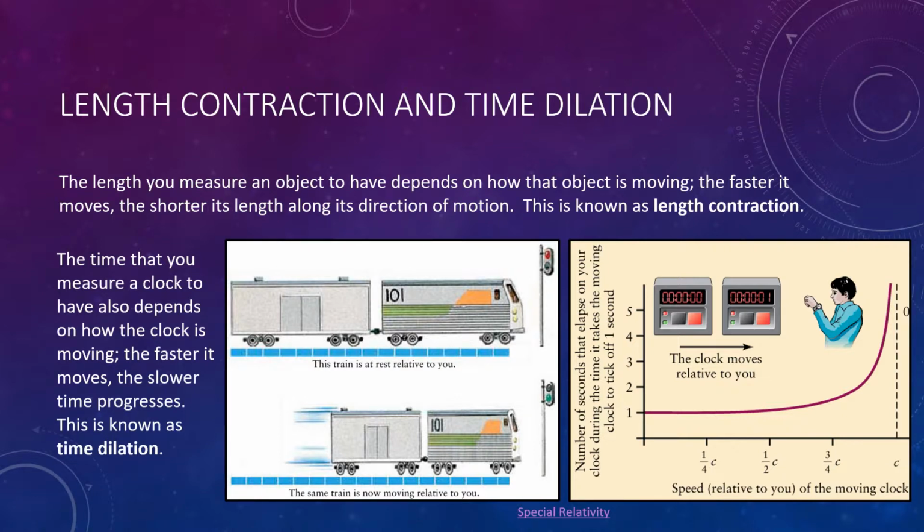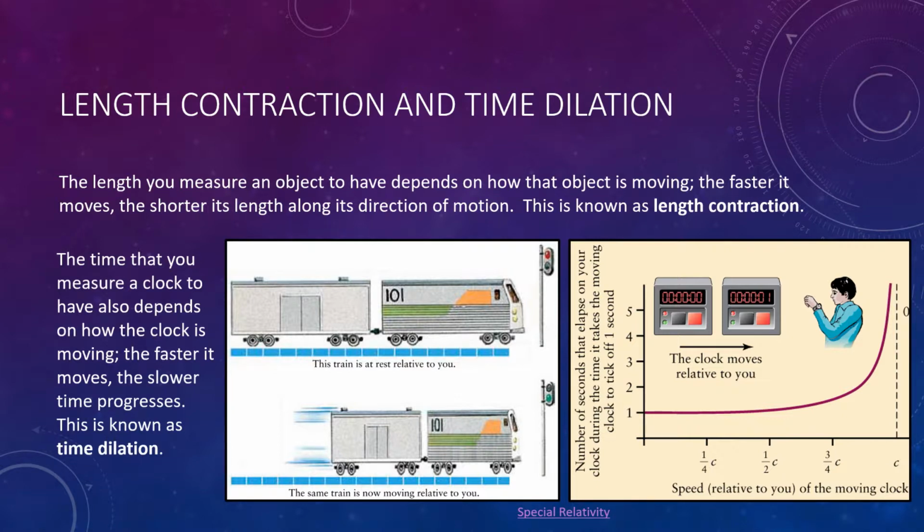Well, even more interestingly, the time that you measure a clock to have also depends on how the clock is moving. Again, the faster it moves, we see a different reaction. If a clock is moving at a high speed, it will see time progress more slowly. This is known as time dilation. Like length contraction, this time dilation is a very small effect unless the clock is moving at extremely high speeds.